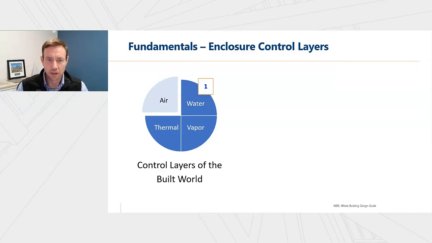It is most critical to stop water leakage. The second is control of airflow with an air barrier, which we'll be focusing on today. The third is to provide thermal resistance with a thermal control layer, such as continuous insulation. And the fourth is to know when and where a vapor control layer is needed to control for vapor diffusion.